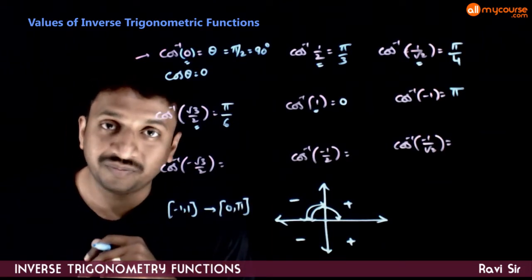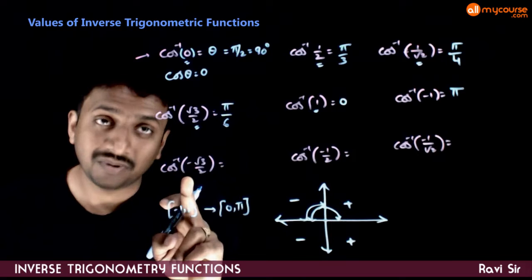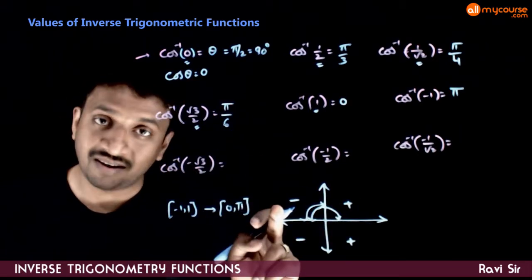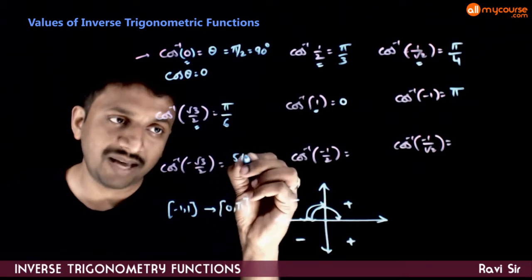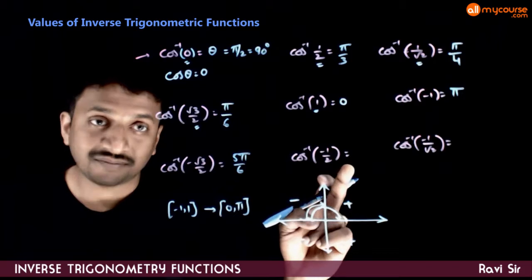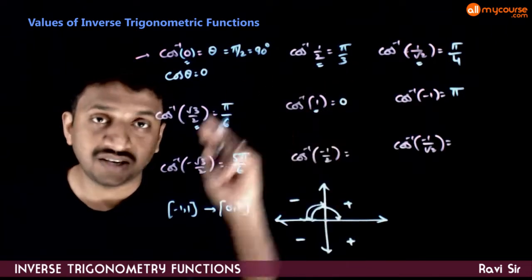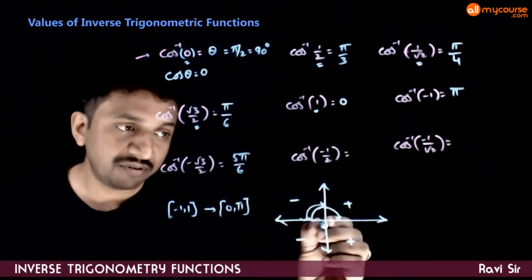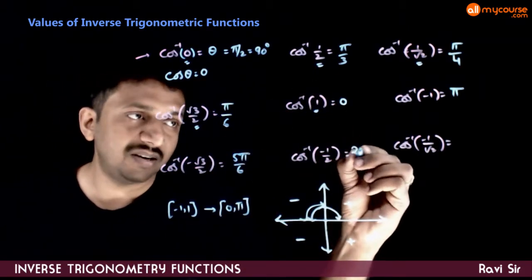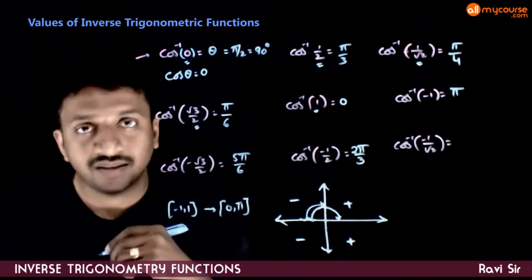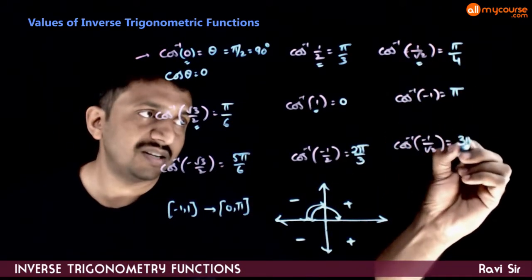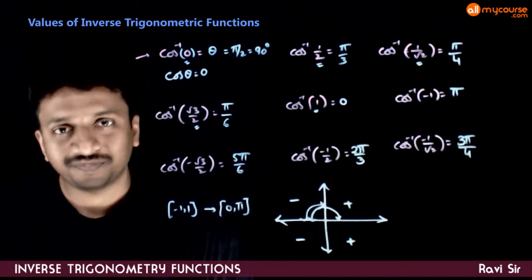Minus root 3 by 2. So plus root 3 by 2 corresponds to pi by 6. So you have an allied angle here. Pi minus pi by 6 is 5 pi by 6. Minus half. Corresponding to half, you have 60 degrees. Corresponding to minus half, you have an allied angle in the second quadrant. Pi minus pi by 3 is 2 pi by 3. So here also you have pi minus pi by 4 is 3 pi by 4.